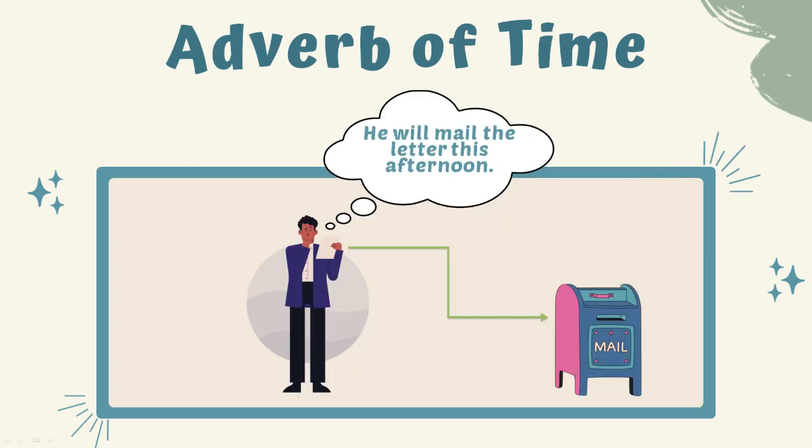Now let's have another example. He will mail the letter this afternoon. So when will he mail the letter? The answer is this afternoon. And therefore, this afternoon is our adverb of time in our second example.